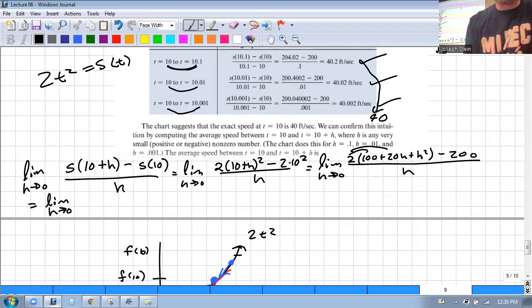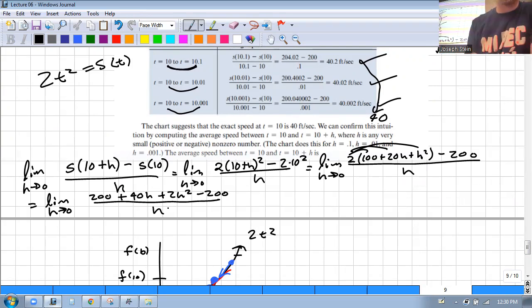So now I have to distribute this 2 across. 2 times 100 is 200. Then I got a 40H. And then a 2H squared minus 200 all over H. And notice the 200s go away, right? Look at this stuff. Everything has an H in it.